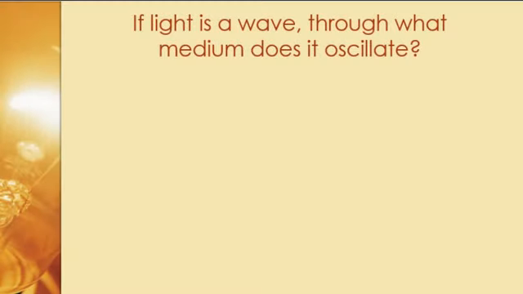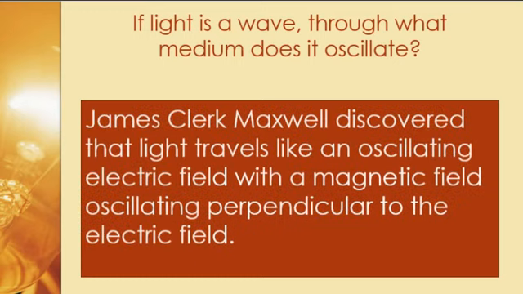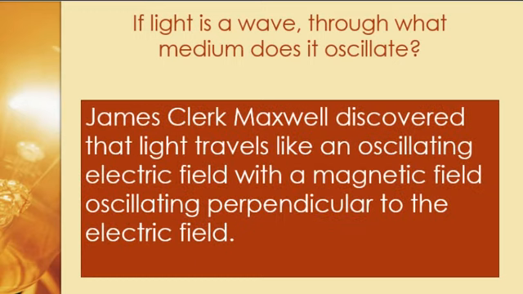All right, so if light is a wave, through what medium does it oscillate? We know that about sound, right? It has to oscillate through something. But light isn't oscillating through anything. If it's traveling as a wave, it ought to be traveling through something. All right, so James Clerk Maxwell discovered that light travels like an oscillating electric field and magnetic field. In other words, that thing you drew at the top of your page, this is what Maxwell discovered. He said, really what's happening, there is oscillation, but it's oscillation of its own energy, with the magnetic side and the electrical side. Okay, so very unusual.